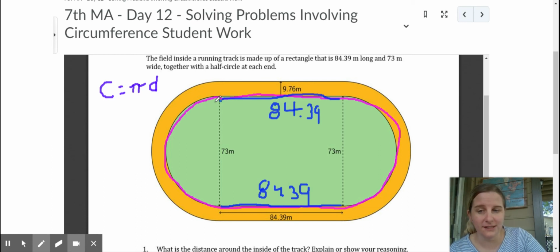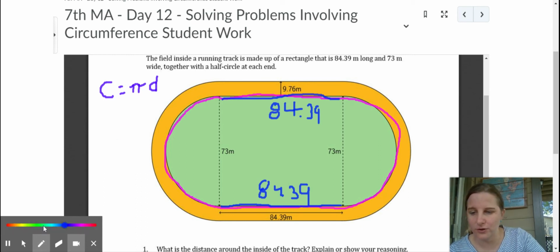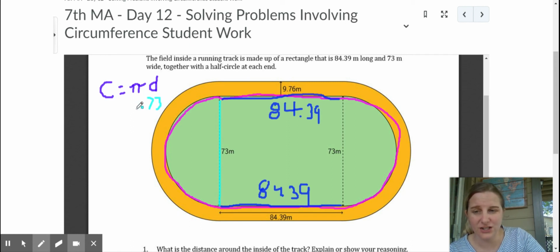Now, both of these together make up the circumference of a circle. So I know the diameter of the circle is right here. So in this case, my diameter is 73. And essentially, I need to add that to pi, or multiply that by pi in order to find the circumference, and then put all of that together.